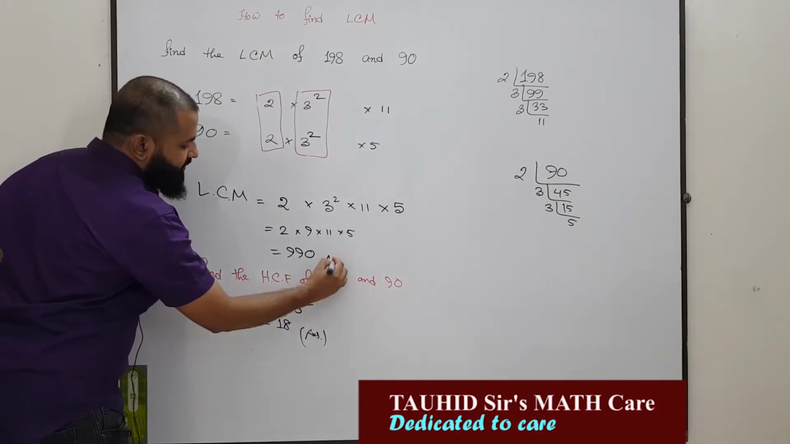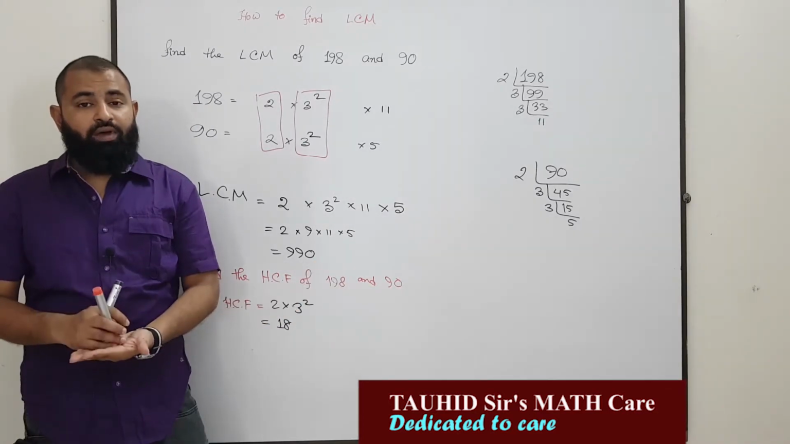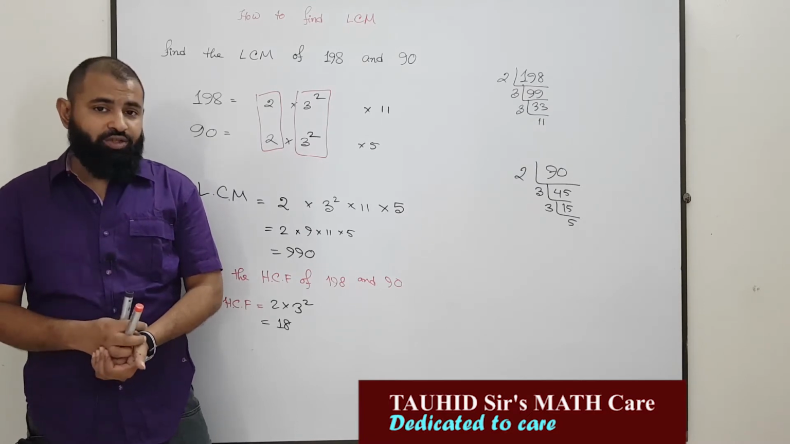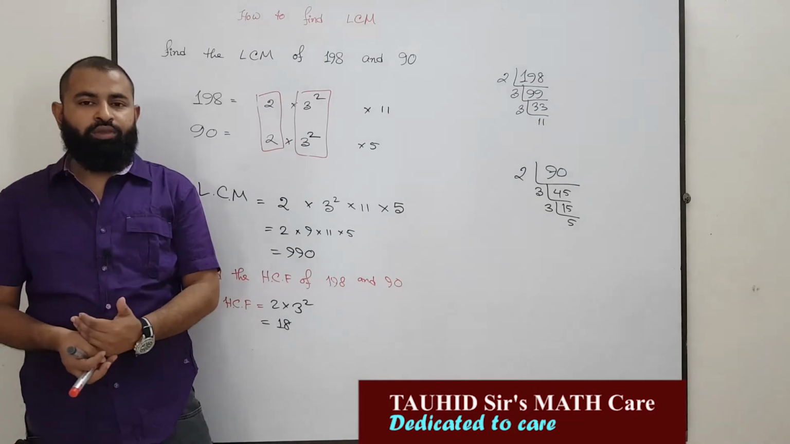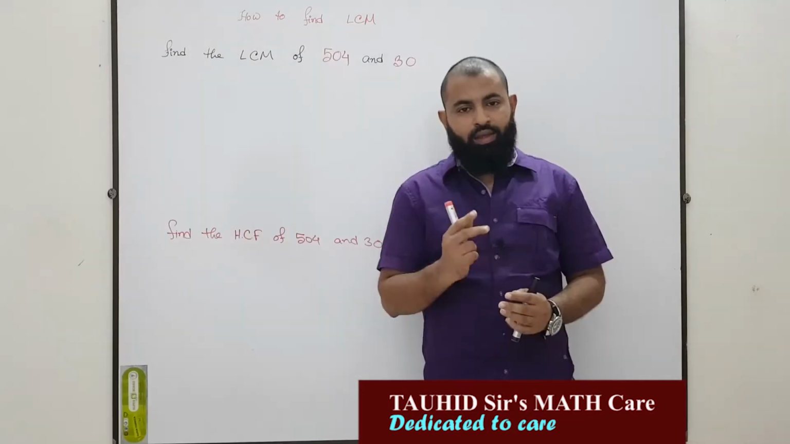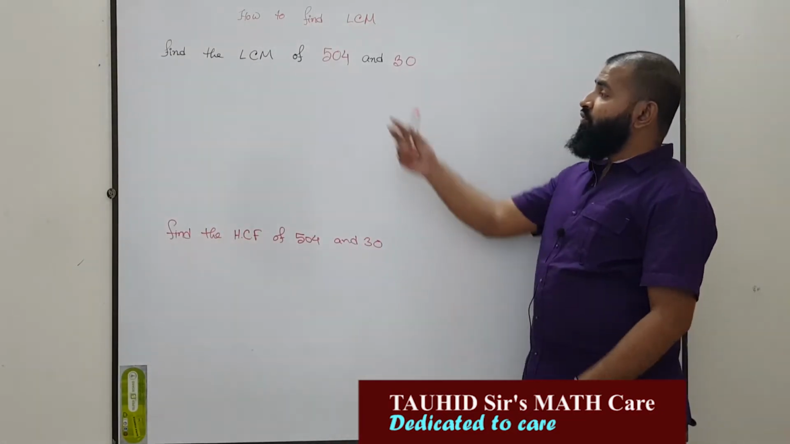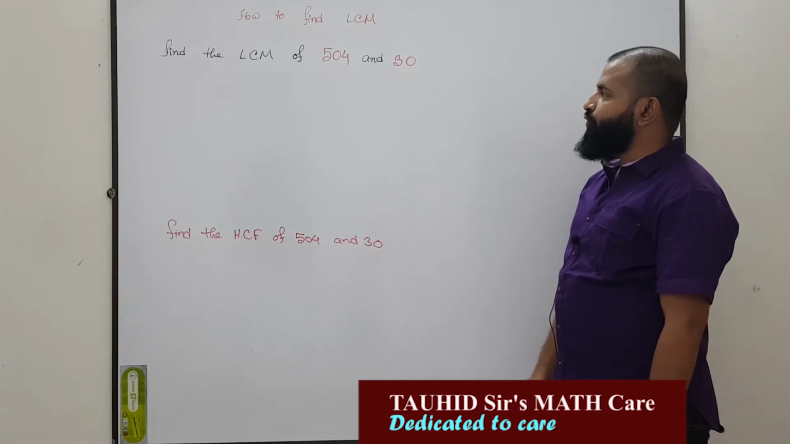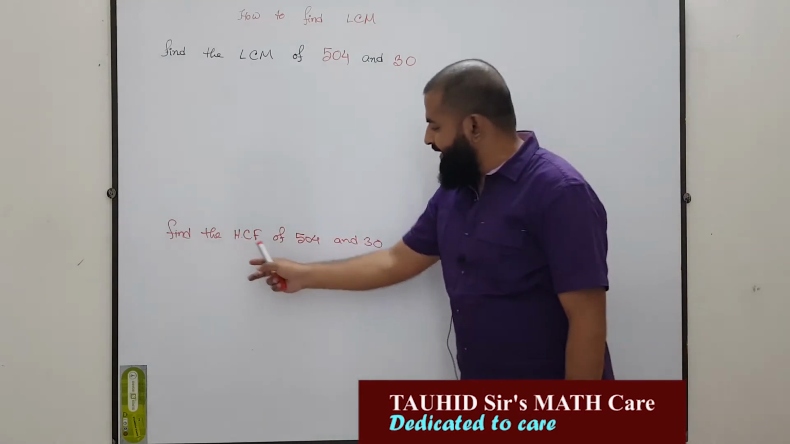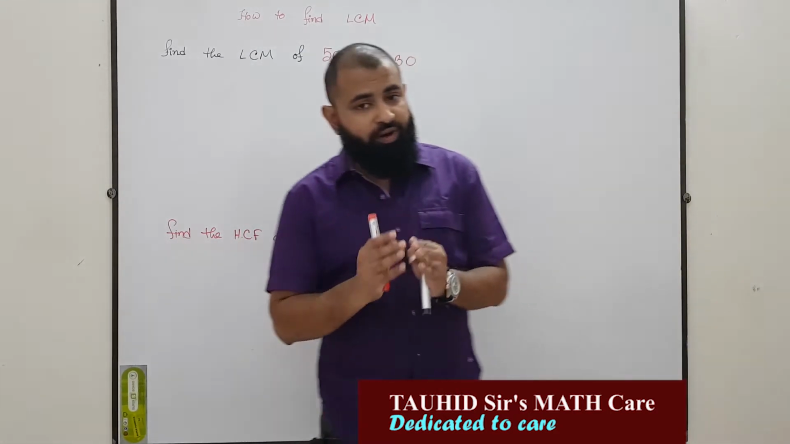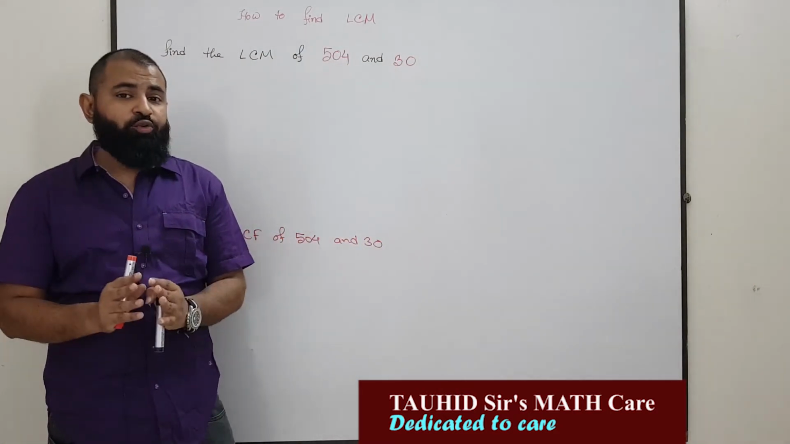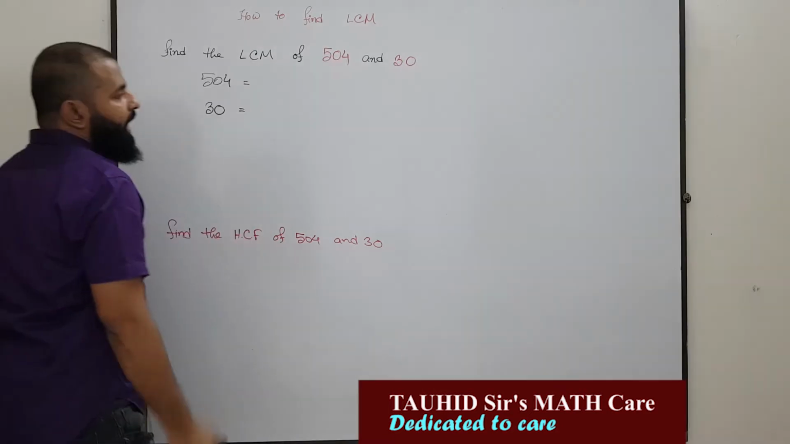This is our answer. To have a more perfect understanding, we will discuss another example on LCM and HCF. Now see our second example. Find the LCM of 504 and 30 and find the HCF of 504 and 30. How can we do that? First of all, we must factorize them up to their prime factors.